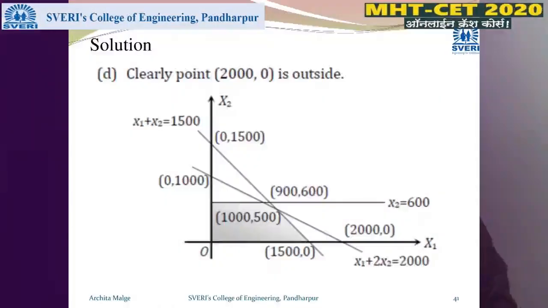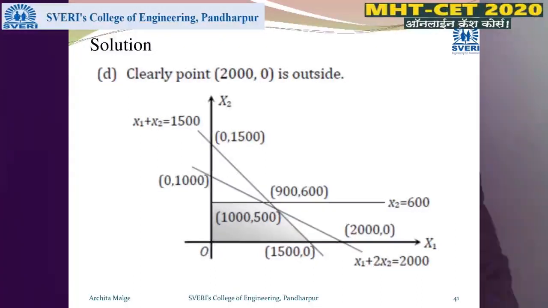So by using these equations, the first equation is x1 plus x2 is equal to 1500, and the second equation we have is x1 plus 2x2 is equal to 2000. If we put x1 equal to 0, we get x2 as 1500. And if we keep x2 equal to 0, x1 will be 1500. In the same way we get the points of intersection for x1 plus 2x2 is equal to 2000. Put x1 as 0, x2 will be 1000, and if x2 is 0, x1 will be 2000.